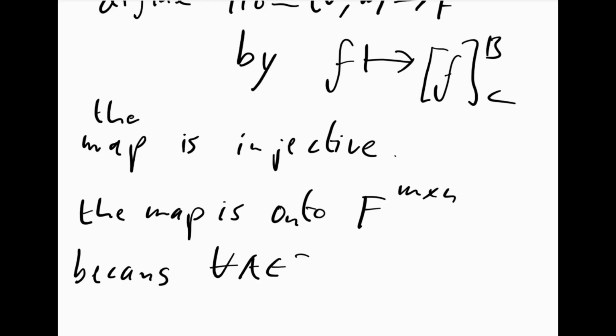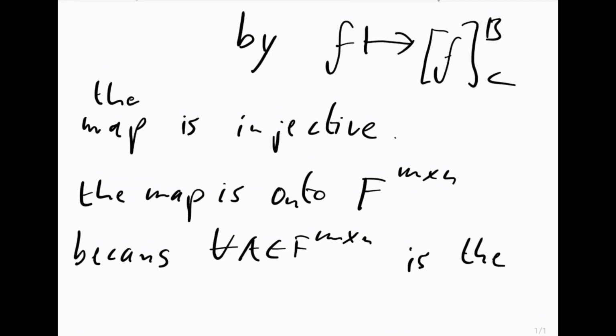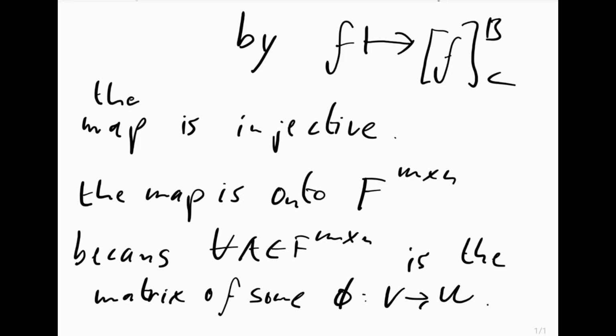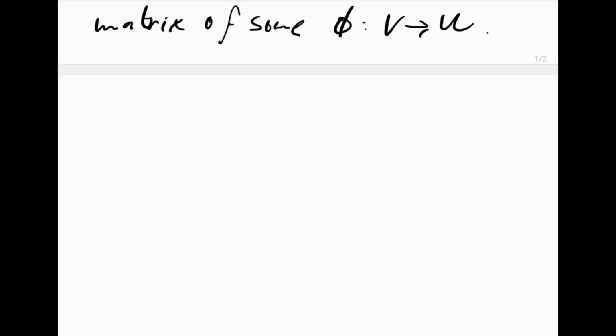A in this set, so any matrix in this set, is the matrix of some linear map, let's use this Greek letter, some linear map between V and W. All right, so any matrix can be seen as some particular linear map like that.